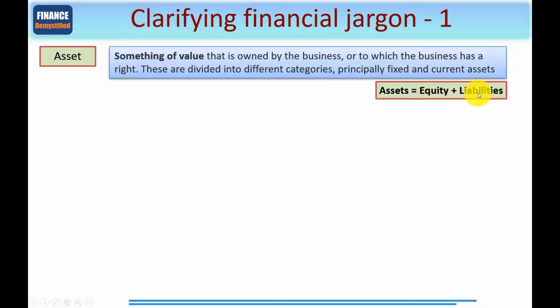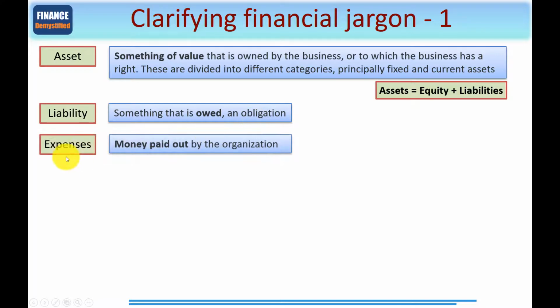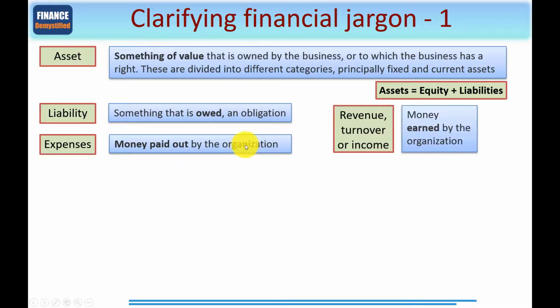It'll become clearer later. Another piece of jargon you'll come across is liability, but this has a very distinct meaning in financial terms. It is something that is owed. It's an obligation. In other words, the organisation is liable to ensure that whatever the liability is, usually repayment, is met. Expenses. Now, we're all familiar with filling out expense reports, perhaps for our recent sales trip, and this, of course, is money that is paid out by the organisation concerned. Fairly straightforward. Now, revenue, turnover, otherwise known as income. This is money earned by the organisation.